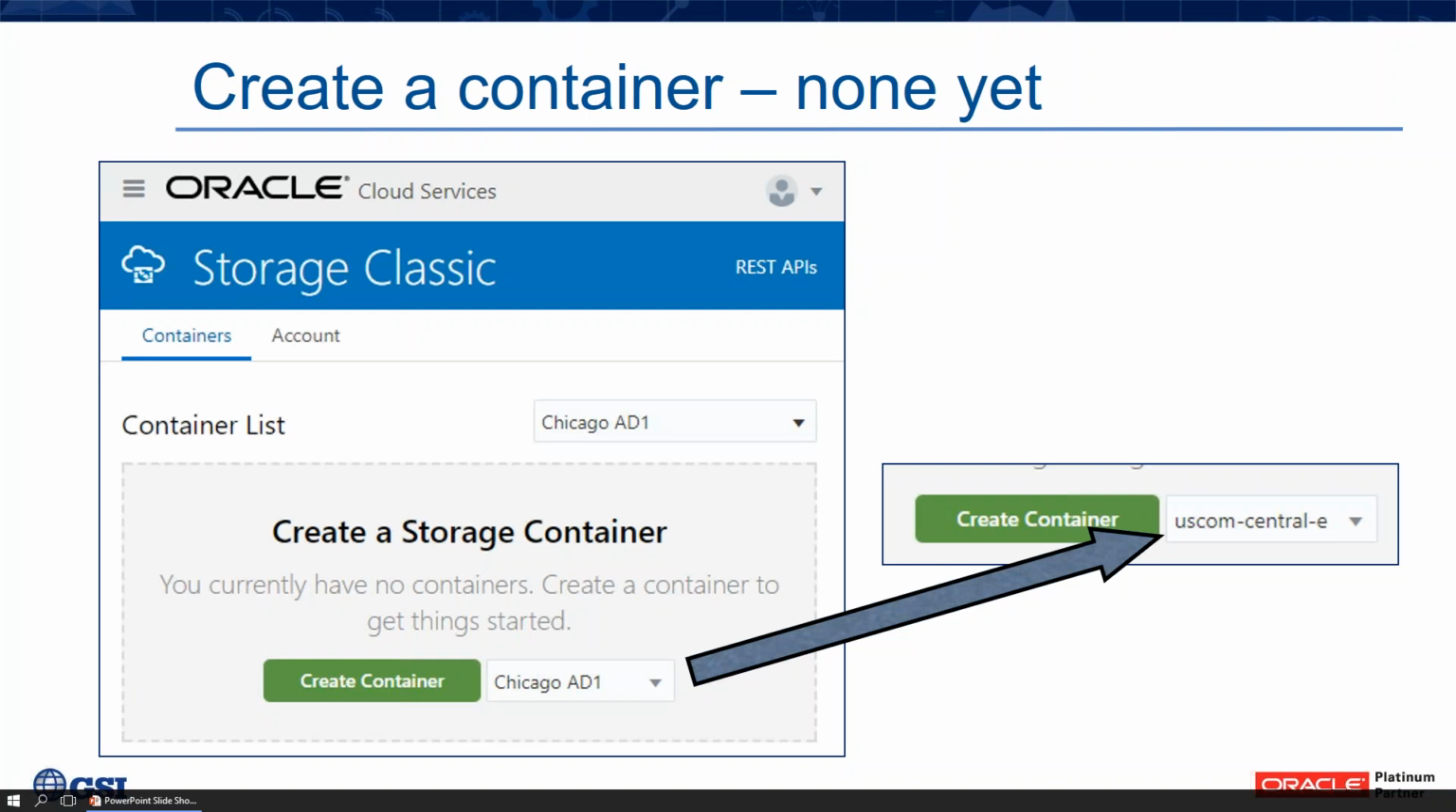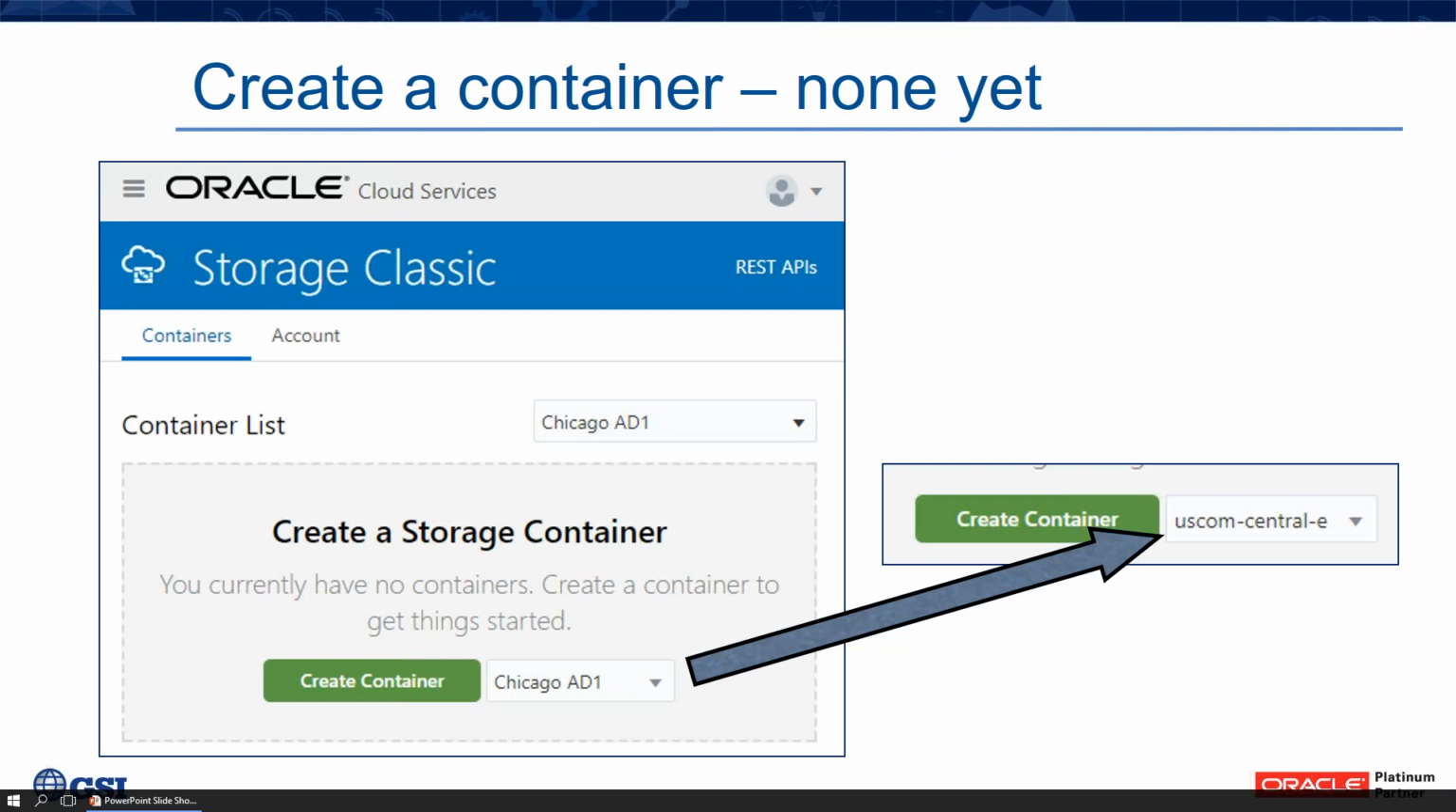Now make sure you pick the correct region for your place. There's not too many to pick from, but I picked US Commercial Central-E, and then click Create Container. Now this may or may not come back successfully. Sometimes there could be some issues. If it doesn't work, you'll need to open a ticket with Oracle.